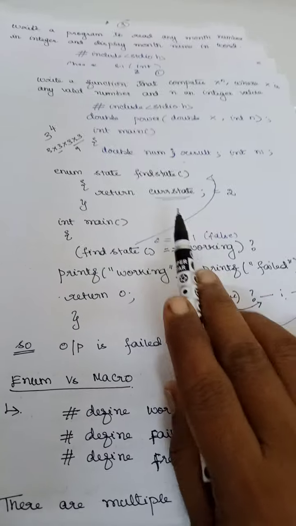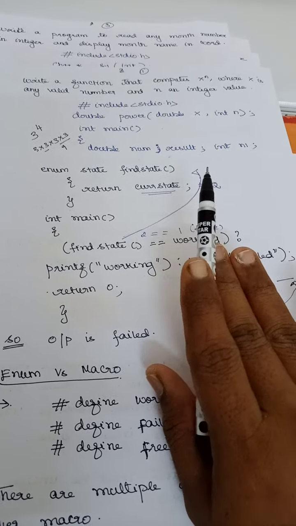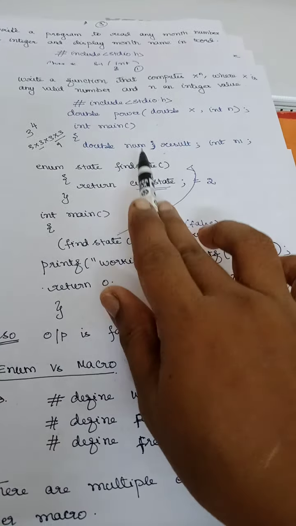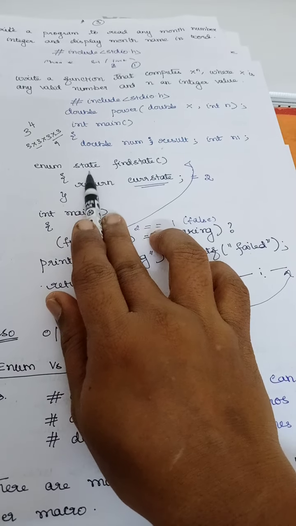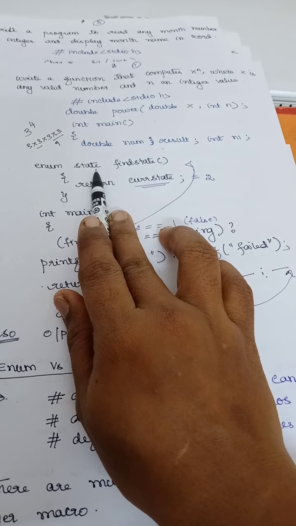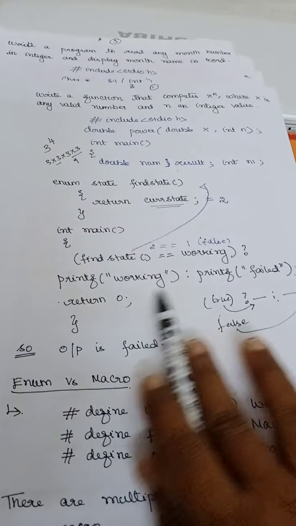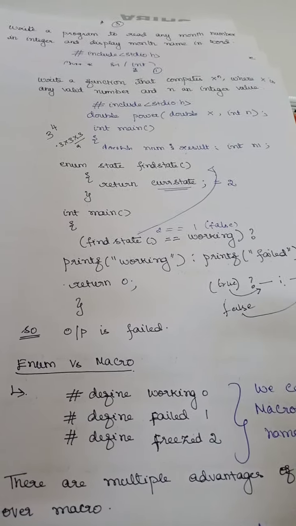Is that clear? Just to show that I can also use enumerators in functions. So here I have a function. The function can also return an enumerator, right? So enum state, it is going to return an enumerator of type state, and then I can apply some operations inside my function.